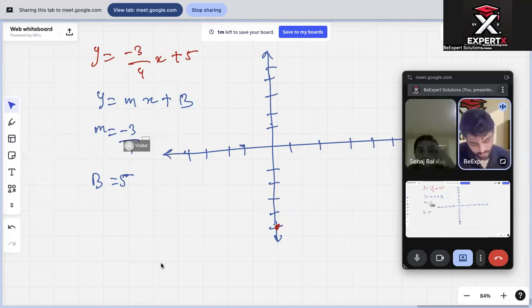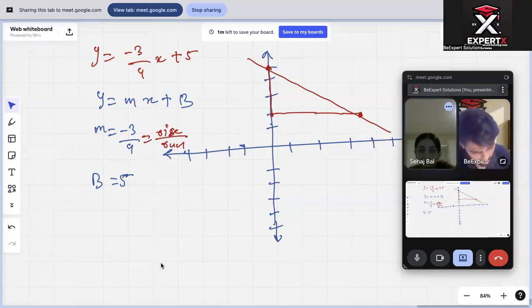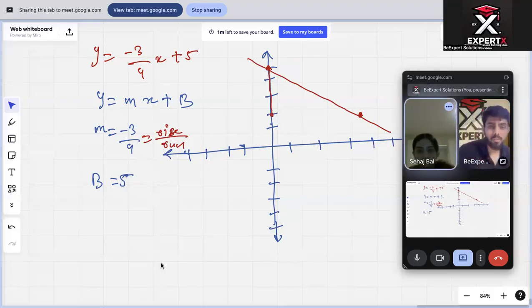So the point would be somewhere here, 5. This is rise over run. It is positive y, so you just mark the point here. So you go how much? 3 units down and 4 units towards the left. So 1, 2, 3, then 1, 2, 3, 4, right? Like that, Sehaj, you go and mark the point here. Okay. And again, you can draw a proper line here, like that. You can remove this one if you want to. That's your line. Makes sense to you, Sehaj?